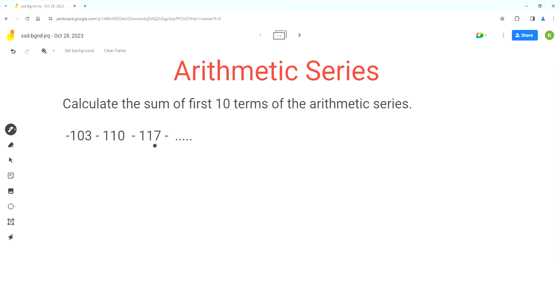is negative 117. The first step to find the sum of the first 10 terms is to write the formula for the sum of n terms in an arithmetic series. The formula is S of n equals n over 2 times the parentheses 2a plus n minus 1 in parentheses times d.